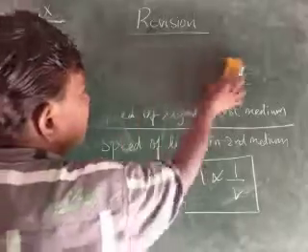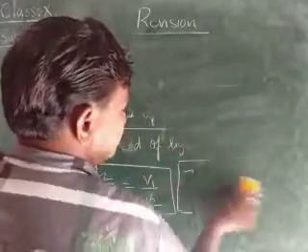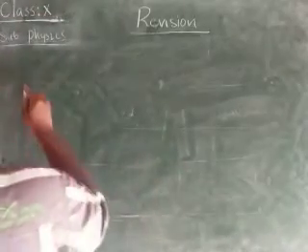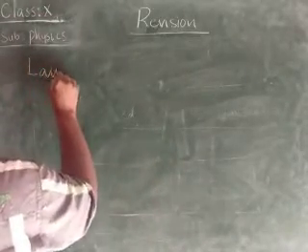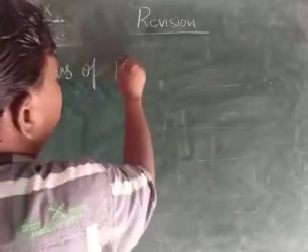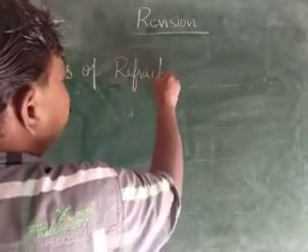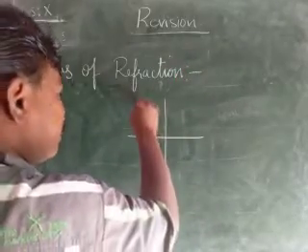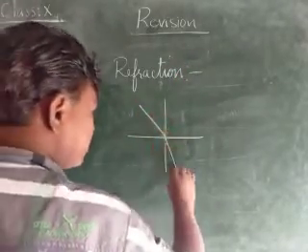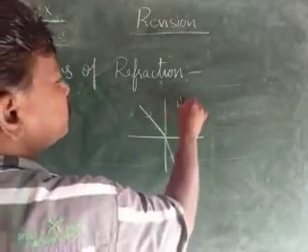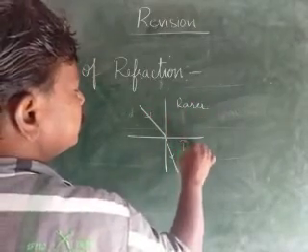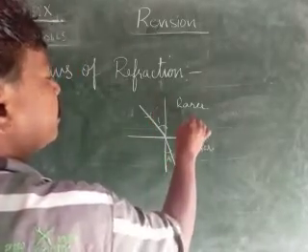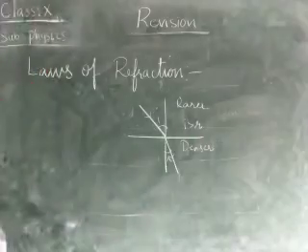What are the laws of refraction? There are two laws of refraction. Normally the light ray travels from rarer to denser and from denser to rarer. When the light ray travels from rarer to denser, angle I is greater than angle R.